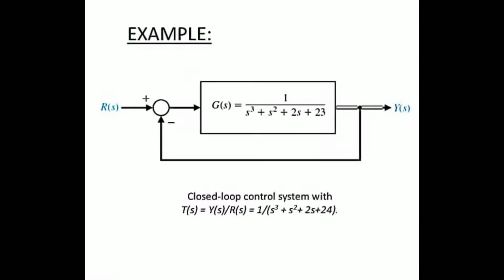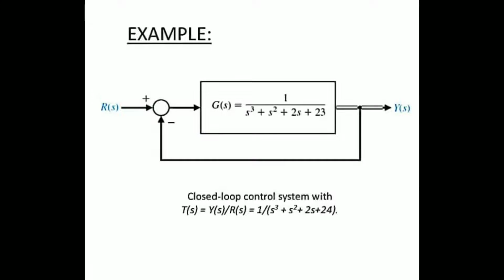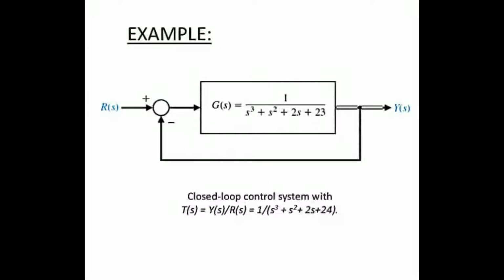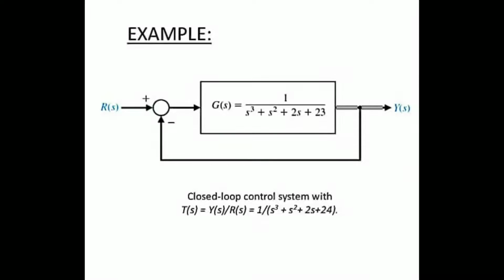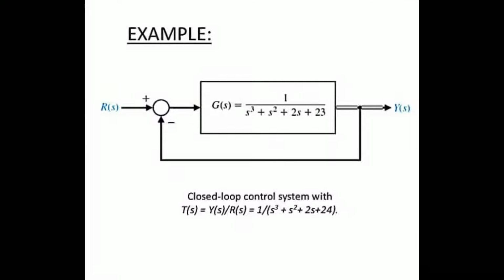Don't get confused by these kinds of examples, because for the Routh-Hurwitz criteria we require a characteristic equation, and the characteristic equation is the denominator equation. It is 1 plus g of s into h of s equal to 0. So what we require are the g of s and h of s values. g of s is the forward gain which is given in this block, 1 upon s cube plus s square plus 2s plus 23, and h of s is unity, that is 1.